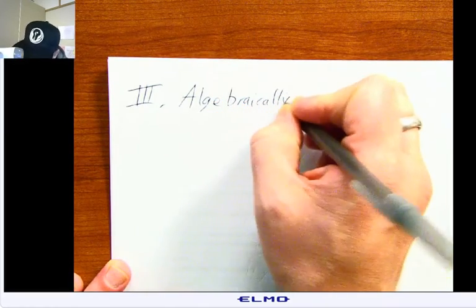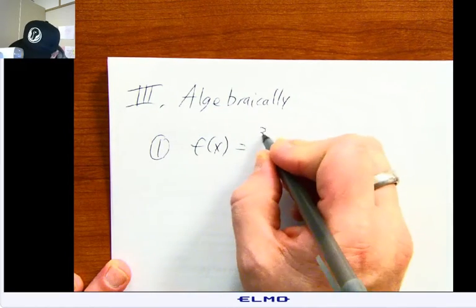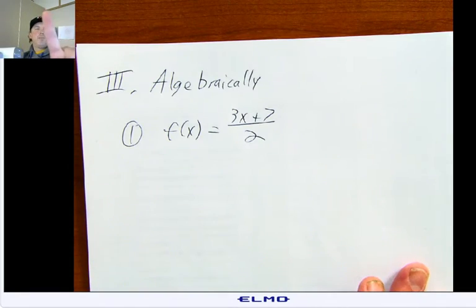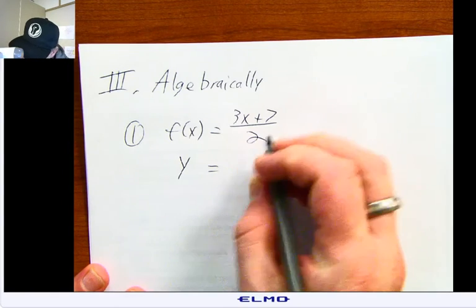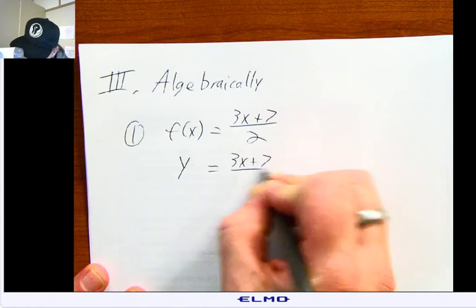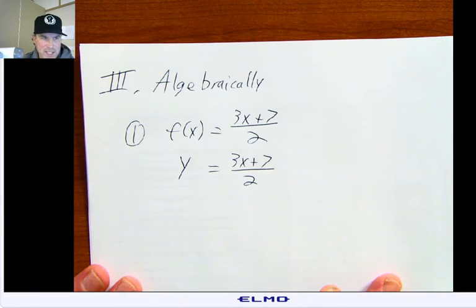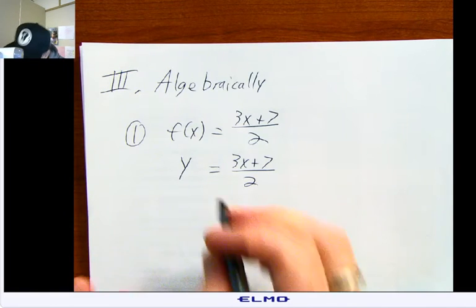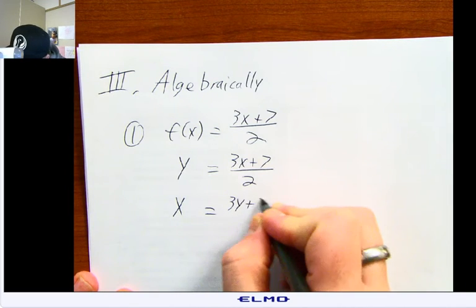Algebraically. Number one, let's say that I had f of x equals (3x plus 7) over 2. All right, step one, change your f of x to a y, because it's kind of confusing to think about this using f of x and x. Sometimes it's easier to think about it using x's and y's. Second, by definition, switch the x and the y. So the y becomes an x. The x becomes a y.